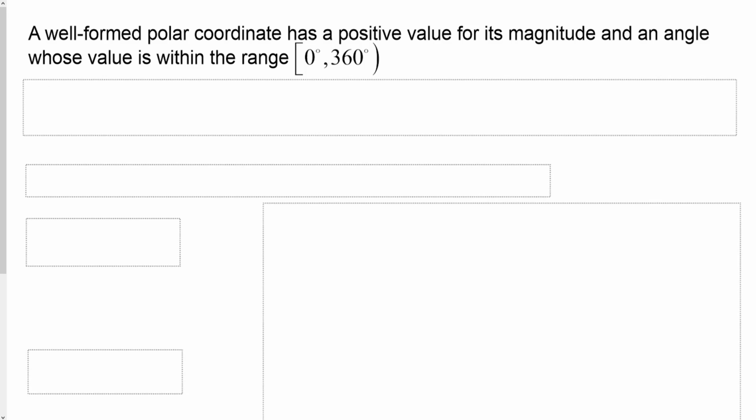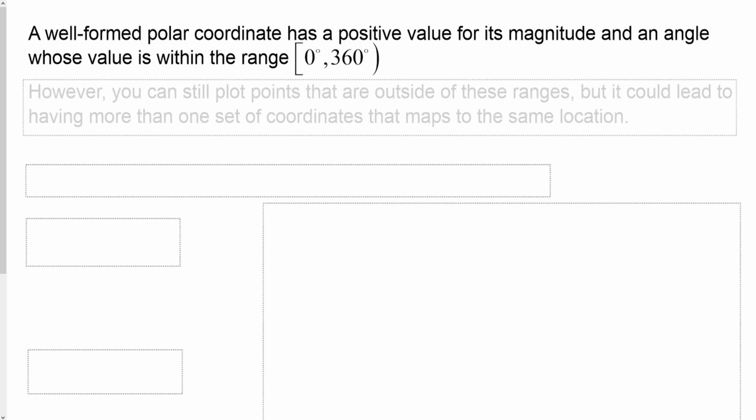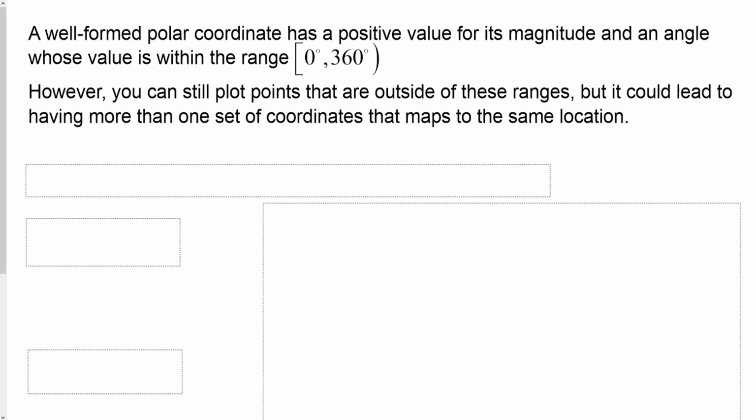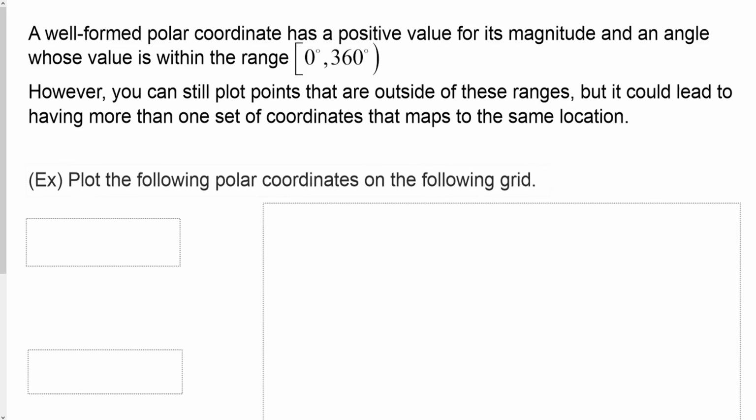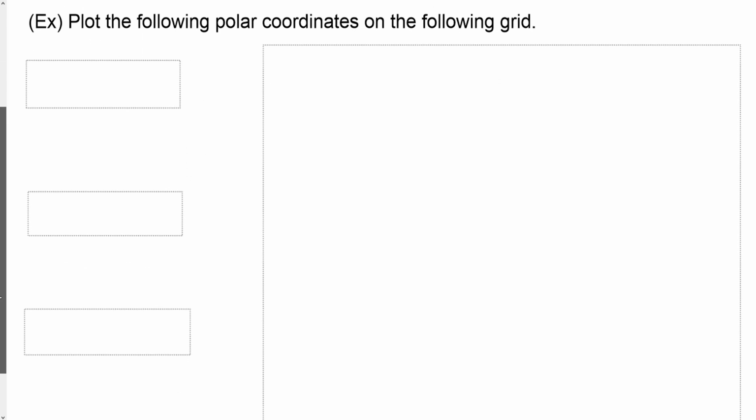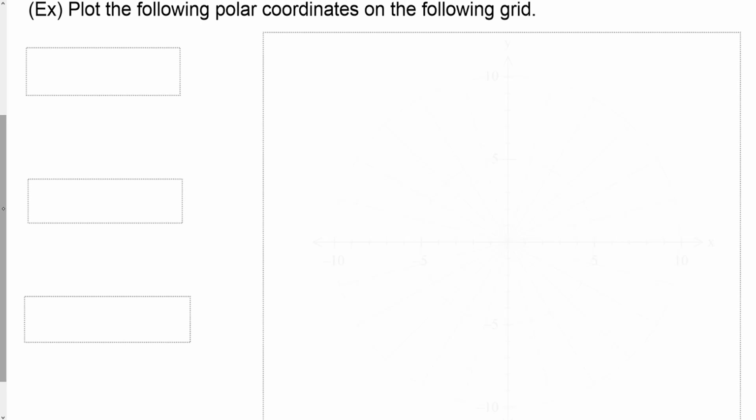A well-formed polar coordinate has a positive value for its magnitude and an angle whose value is within the range of 0 to 360, or 0 to 2 pi, if you're doing radians. However, you can still plot points that are outside of these ranges, but it could lead to having more than one set of coordinates that maps to the same location. So for example, let's plot the following coordinates on the grid. So here's my grid.